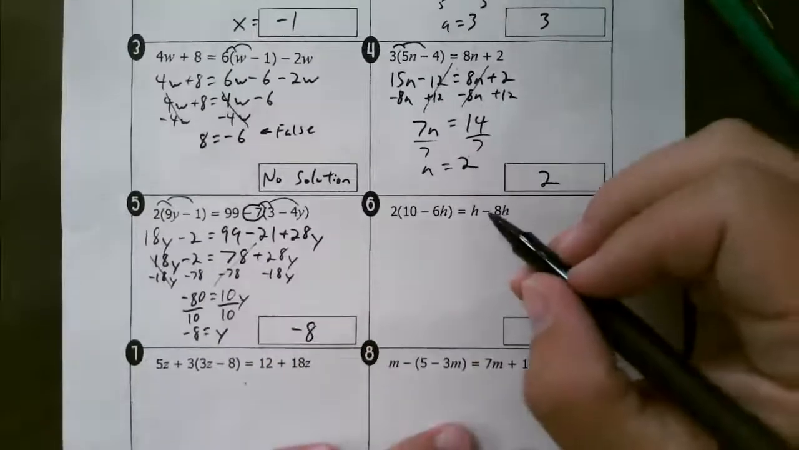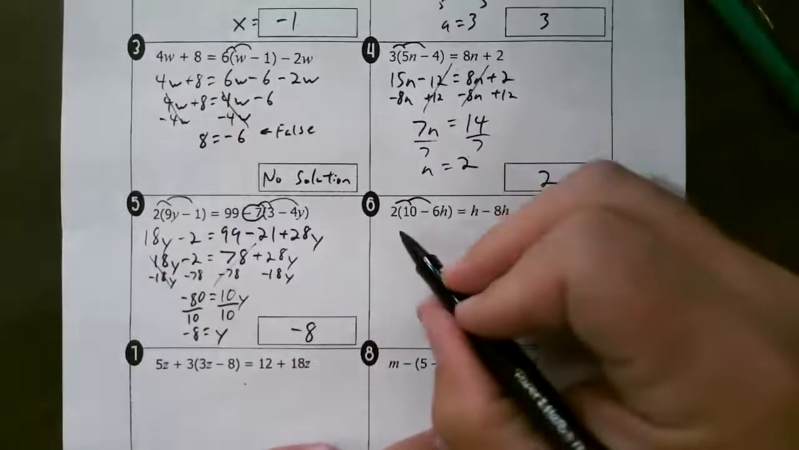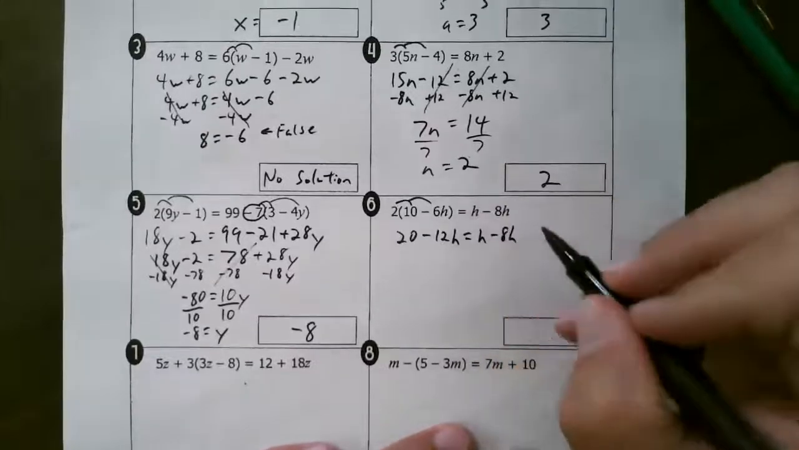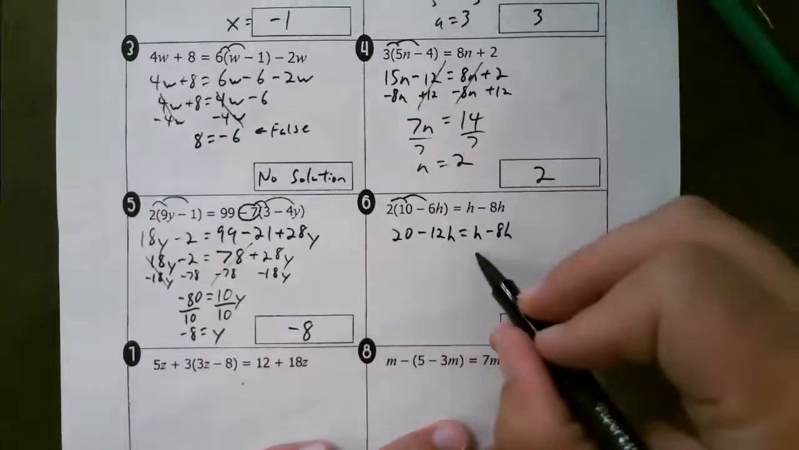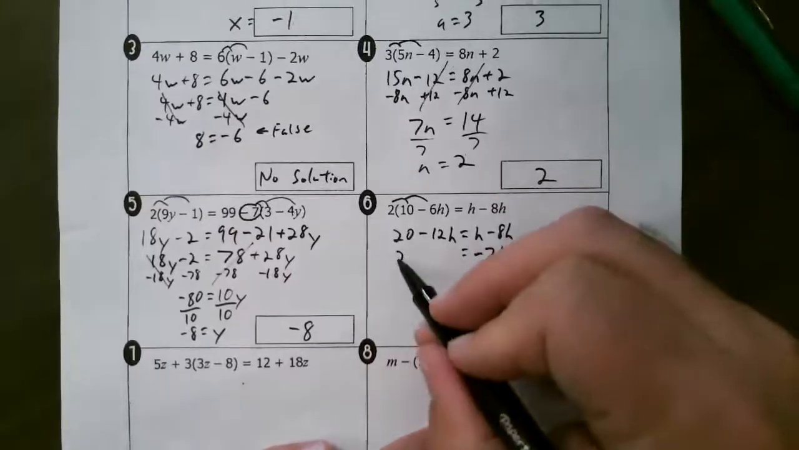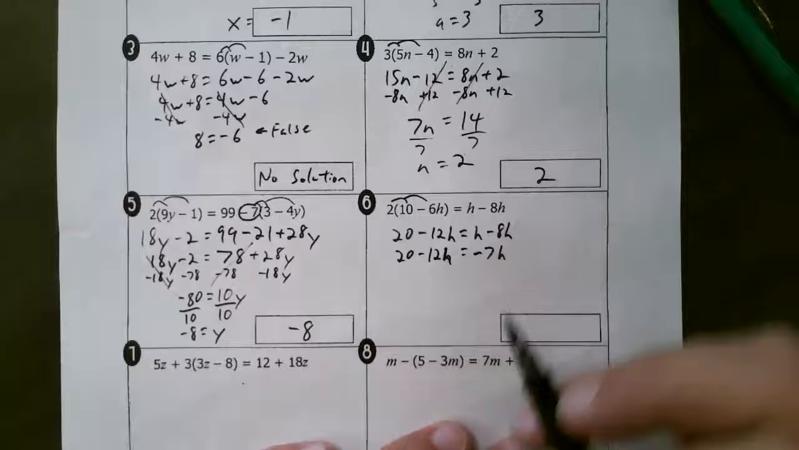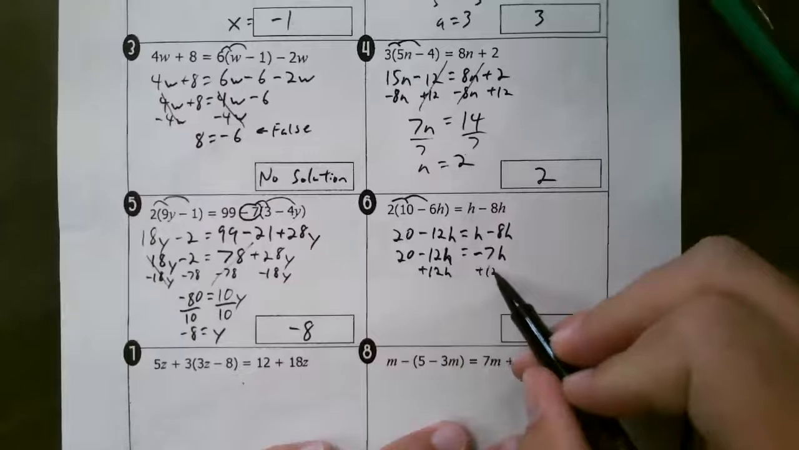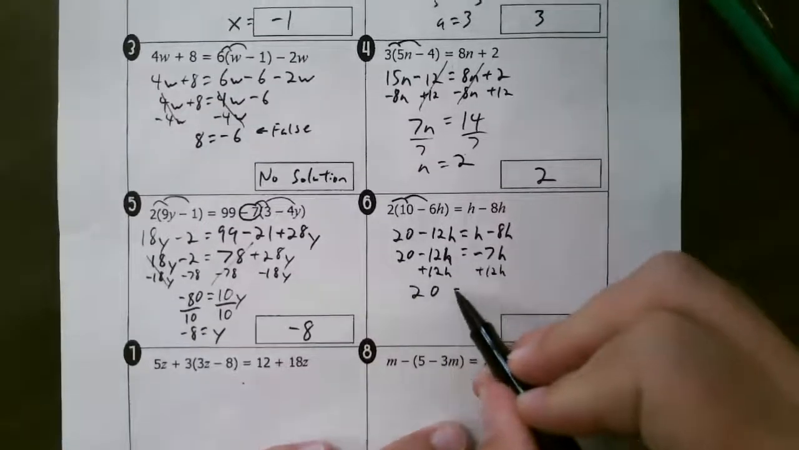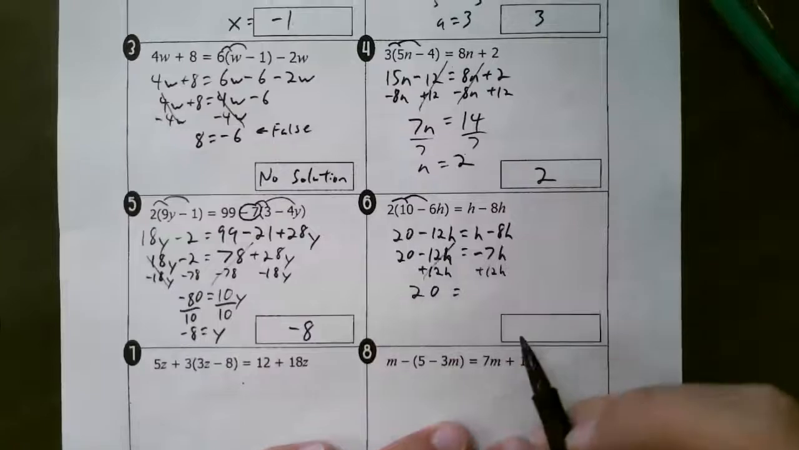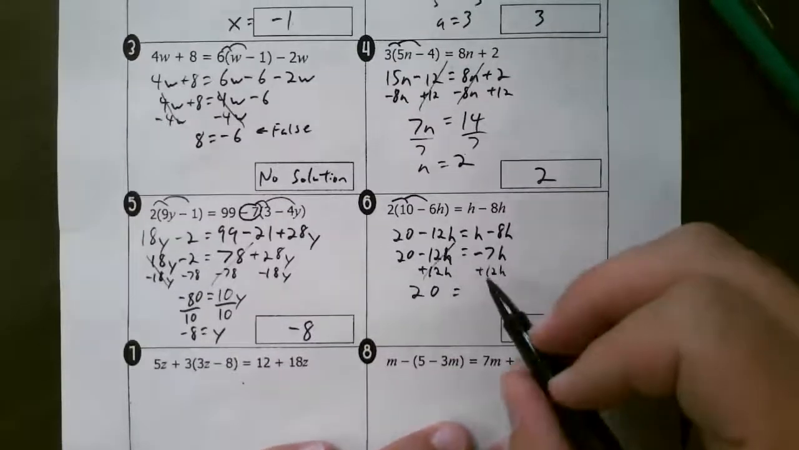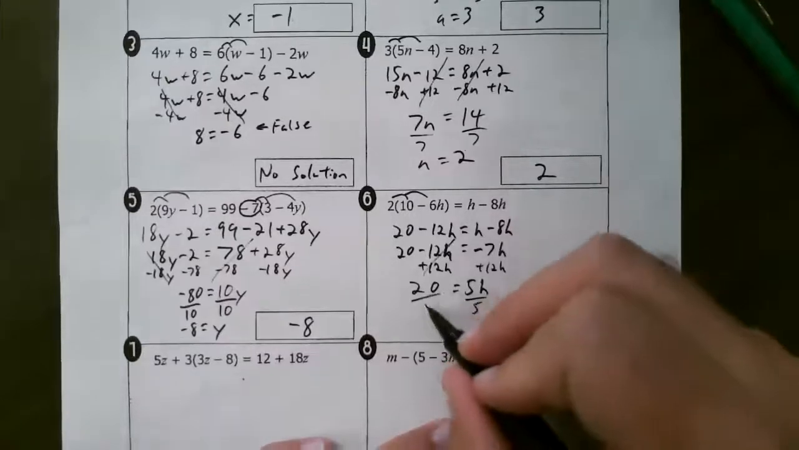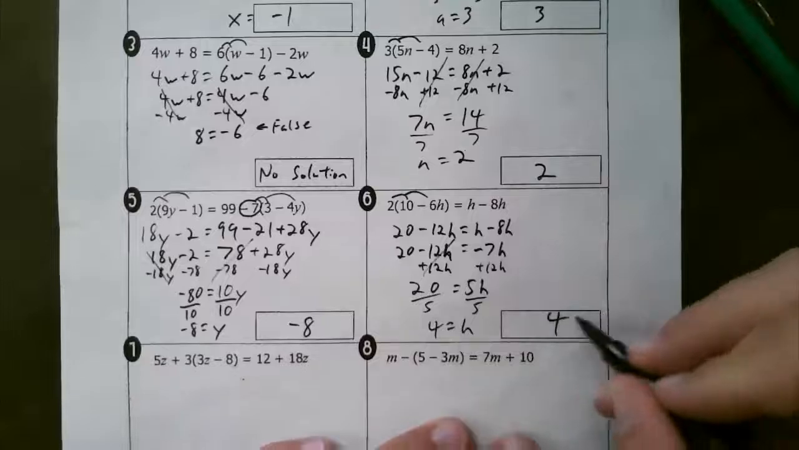And number 6, distribute 2 to both values. That's 20 minus 12h equals h minus 8h. You can combine those values on this side. That gives us -7h. This side's still the same. We can go ahead and bring the 12 over by adding 12 to both sides. So we now still have the 20 on the left side. This side, oh, that canceled off. This side, we now have a difference of 5h. Divide by 5. And we get 4 is equal to h.